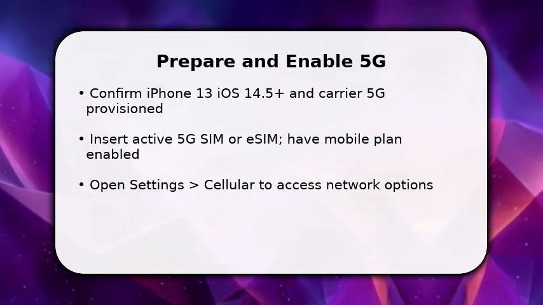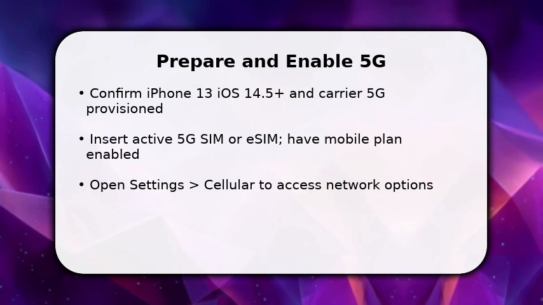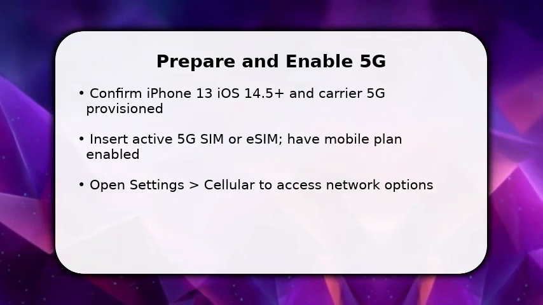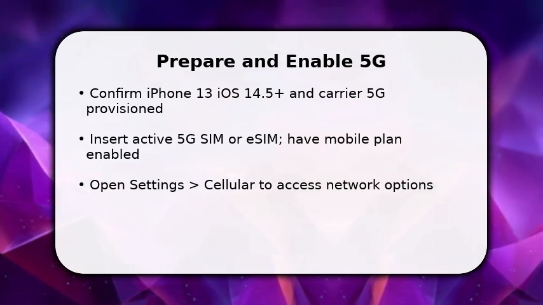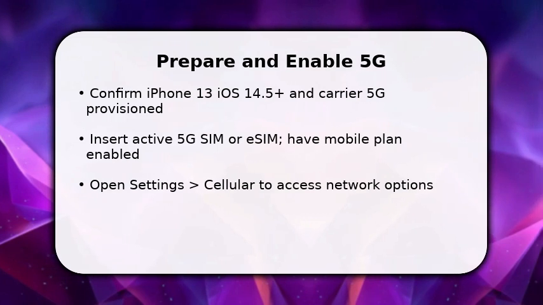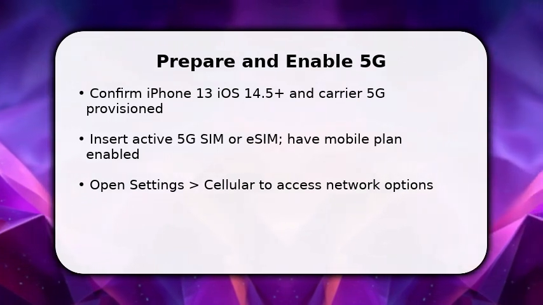Now tap Settings, choose Cellular, then Cellular Data Options. This is where you control radios. Make sure data is on. You're moving immediately from preparation into the settings screen, so you can flip radios and choose 5G preferences.